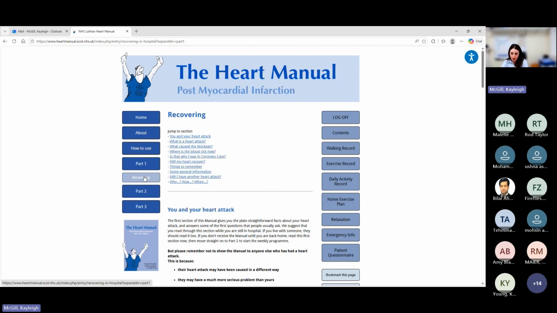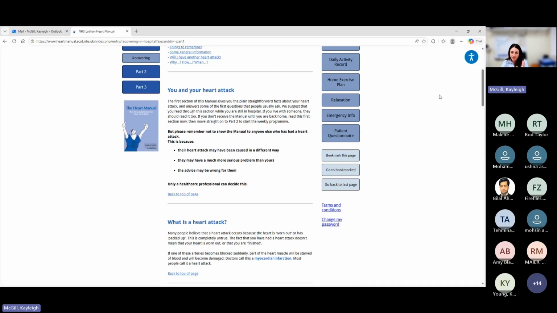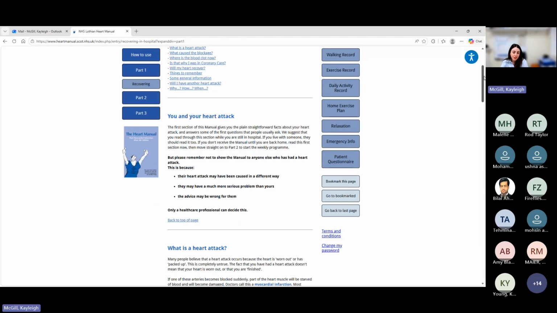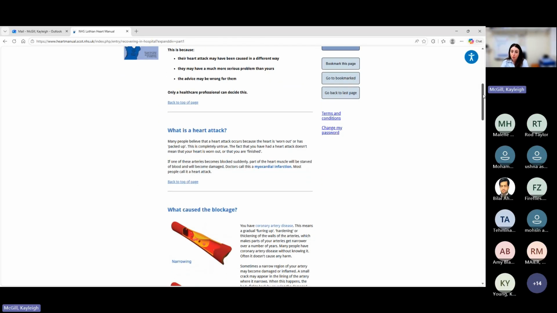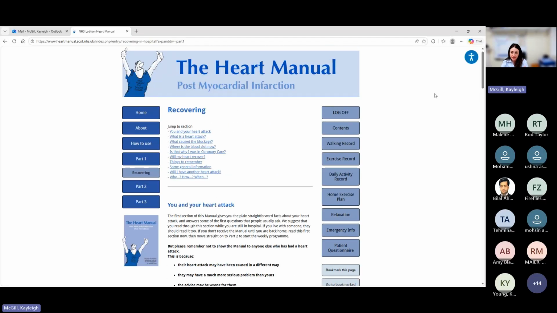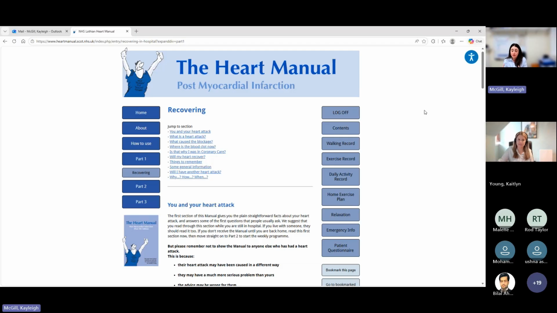So within part 1, the key focus is really providing patients with in-depth information about their condition and their recovery. You'll see this provides patients with information on what a heart attack is, what caused their heart attack, and it's really just about providing patients with information towards the recovery process and what that may look like for them.